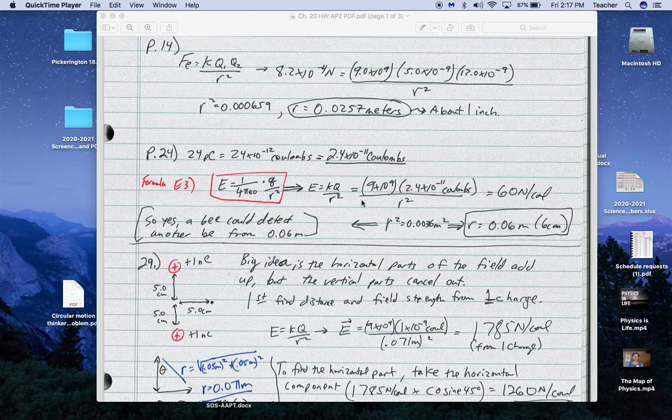Okay, so this is an electric field problem. Now, we're going to treat the bumblebee as a point source. So for a point source, I'm going to go to formula E3, which looks like this. But remember, all this is basically just K. So it's really this formula.